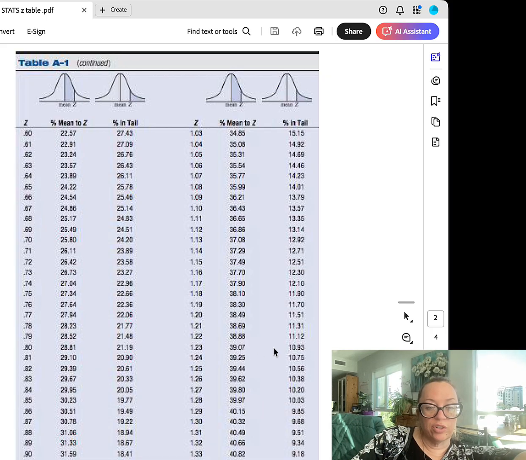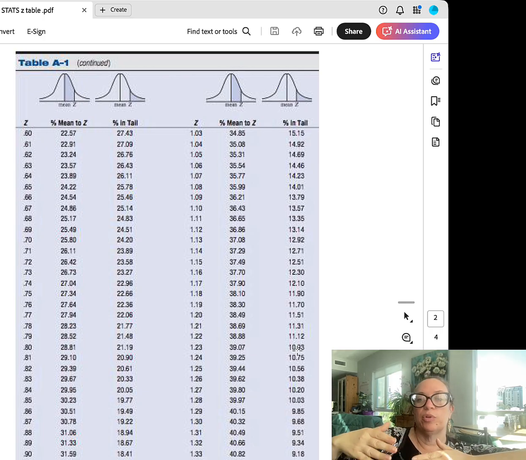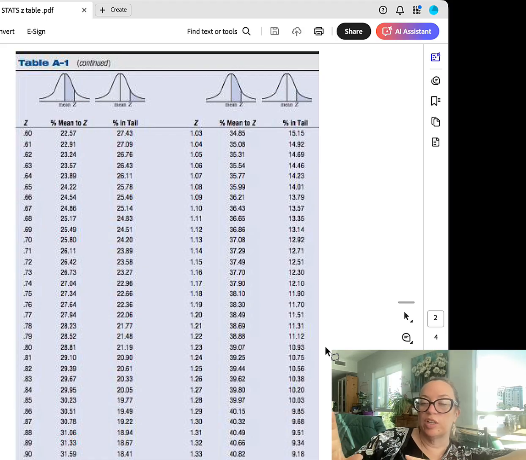And then if you look at the third column for the same row, 10.93% of the distribution falls beyond that z-score. So in other words, 10.93% of people have a z-score higher than 1.23. And 39.07% of people have a z-score between the mean and the z-score that you calculated. Okay, and add those two together, it equals 50%. And then, times that by 2, and then you would have the entire 100% of the distribution. Okay, so that's the key insight, right?